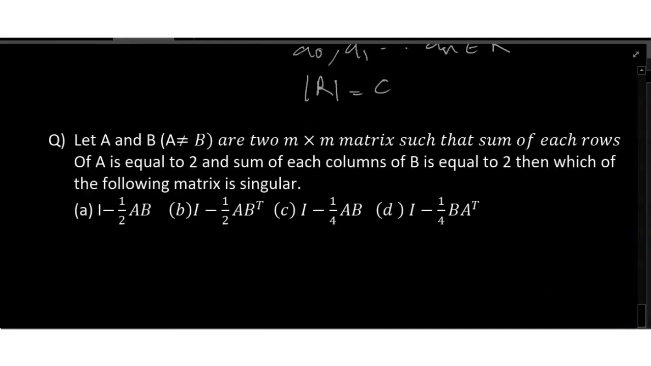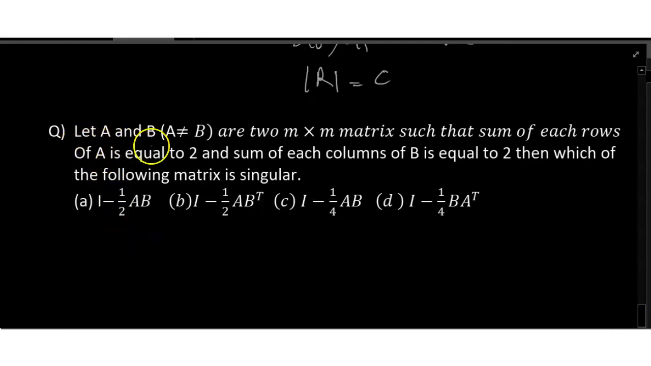This problem is very interesting. Let A and B, A not equal to B, be two M cross M matrices. Show that the sum of each row of A equals 0, and the sum of each column of A is 0. Which of the following matrices is true?